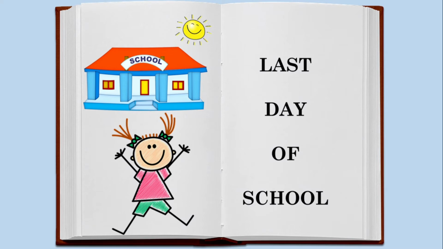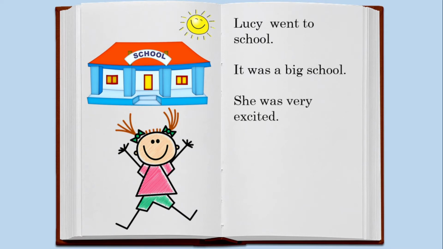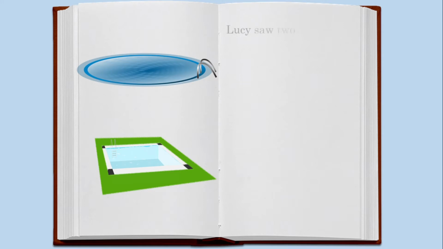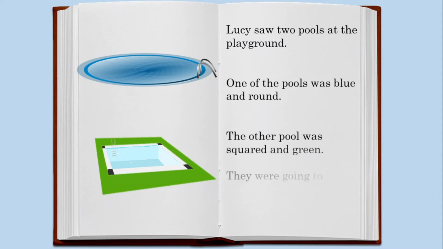Last day of school. Lucy went to school. It was a big school. She was very excited. It was the last day of school. It was a beautiful day. Lucy saw two pools at the playground. One of the pools was blue and round. The other pool was squared and green. They were going to have a pool party to celebrate the last day of school.